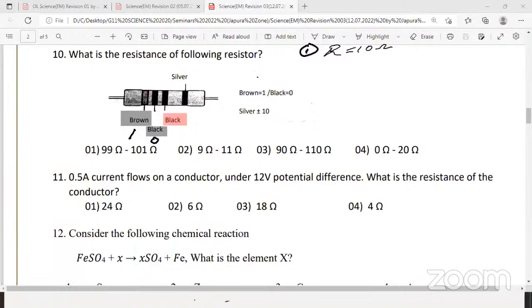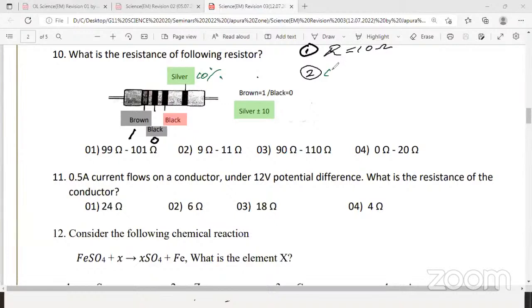But this is not what they asked in the question. So the exact resistance will be 10 ohms, but this can change by how many ohms? They have given the fourth color band. That is the tolerance. Silver means plus or minus 10%. What is the tolerance here? 10%. So if you multiply this 10 ohms by 10%, what is the answer?